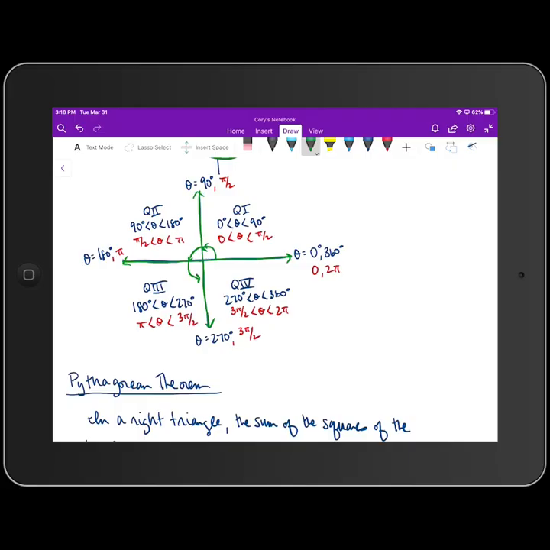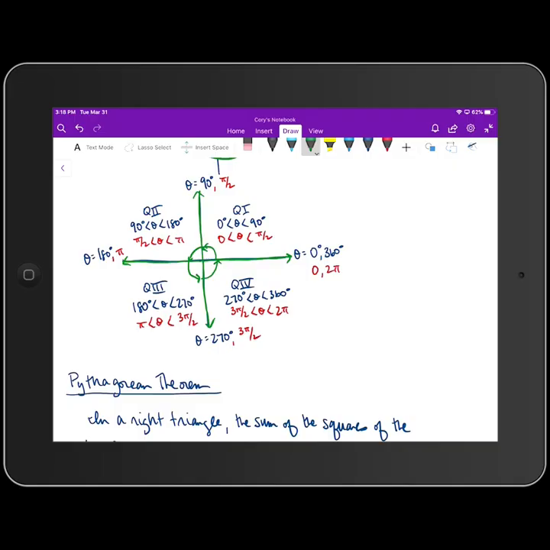And then if our terminal side again winds up being on the positive x-axis, that's going to be 360 degrees or 2 pi radians. So what that does is it gives us a range of angle measures that is going to lie in each of the 4 quadrants.